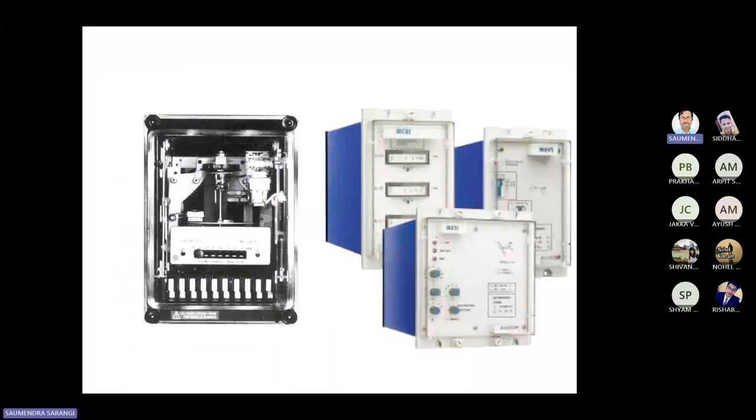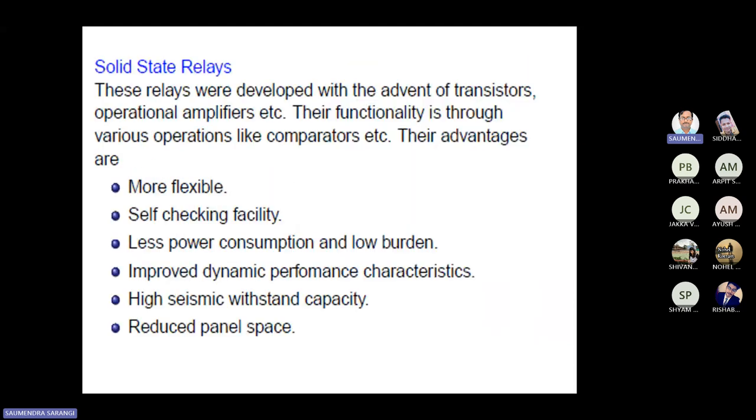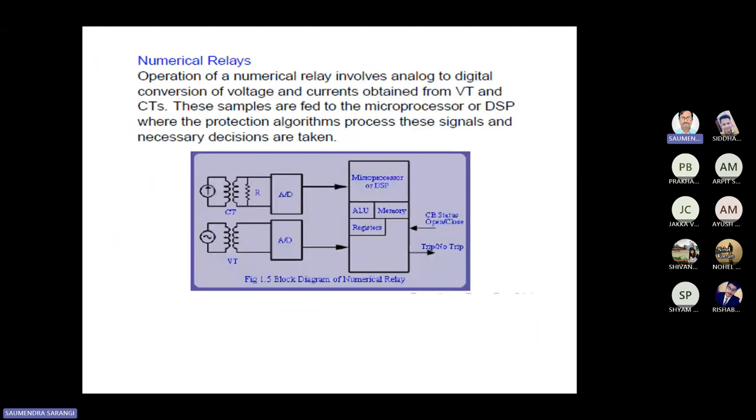Further, we improved our relay to different types, such as op-amp based relay or microcontroller based relay. However, today we have what is called the numerical relay. So what is a numerical relay and how is it different from the previous relays? Basically, if you observe, the numerical relay has data input. The data input is given by the CT and PT.